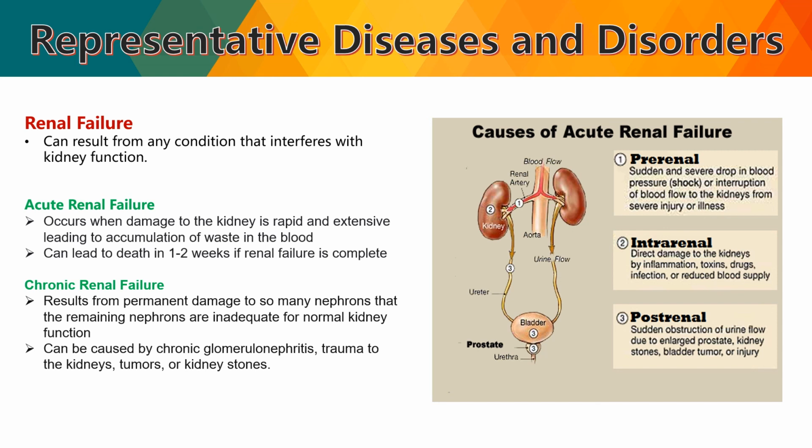So what can be the causes of your acute renal failure? You have the pre-renal, intrarenal, and post-renal stages. So in here, the pre-renal is a sudden and severe drop in blood pressure or shock or interruption of blood flow to the kidneys from the severe injury or illness. So next, you have the intrarenal, which is a direct damage to the kidneys by inflammation, toxins, drugs, infection, or reduced blood supply. And then the post-renal is a sudden obstruction of the urine flow due to the enlarged prostate, kidney stones, bladder tumor, or injury.